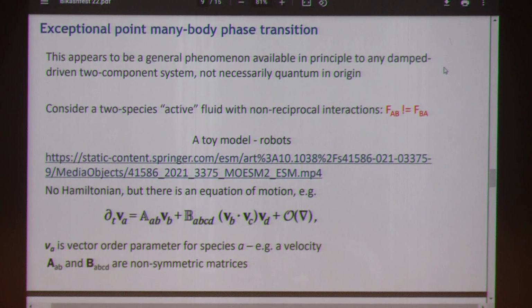You could do this in a classical system as well. I can take a two-component classical system and give it something non-Hermitian, but in this case, just non-reciprocal. So if I have two species, A and B, and they have interactions where A and B interact in a different way between B and A, if you like, I'm going to suspend Newton's third law. This is something that we sometimes call an active fluid, described by an equation of motion of this general type.